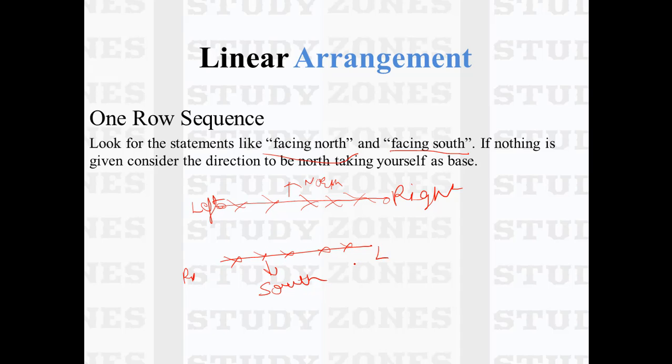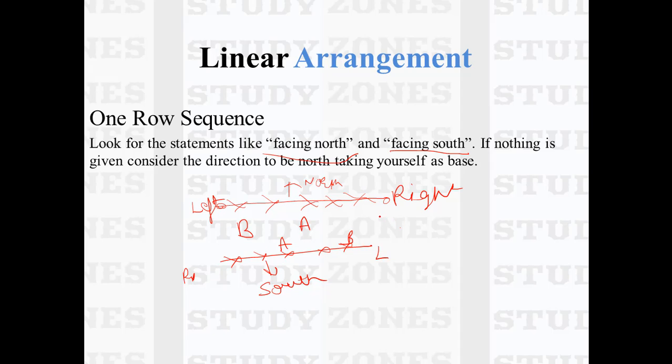Now let us see the position of A with respect to B. Suppose A is sitting second to the right of B. Now this is A, and A is sitting second to the right of B when they are facing in the north direction, and when they are facing in the south direction, A is sitting second to the right of B. Now you can see the difference between these two directions. This will help you in solving these questions.